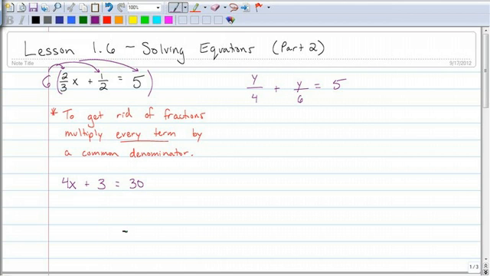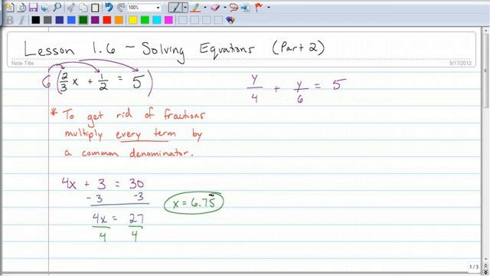Now I can solve this problem easily, because we have no fractions in here. I can just subtract 3 from both sides, giving me 4x equals 27. And now I'm going to divide both sides by 4. And when I do that, I'm going to get x equals 6.75 as my answer.